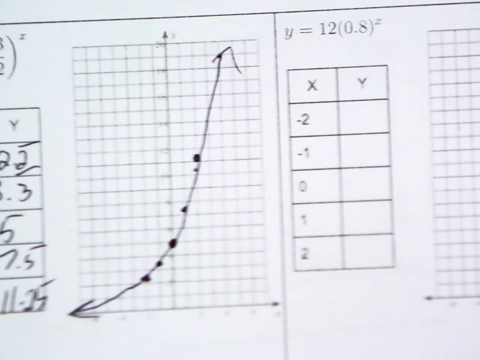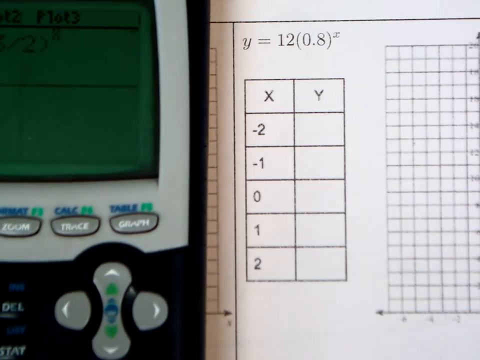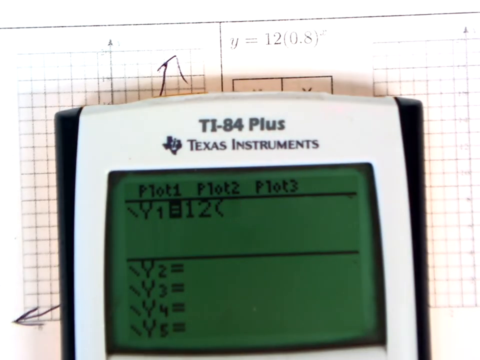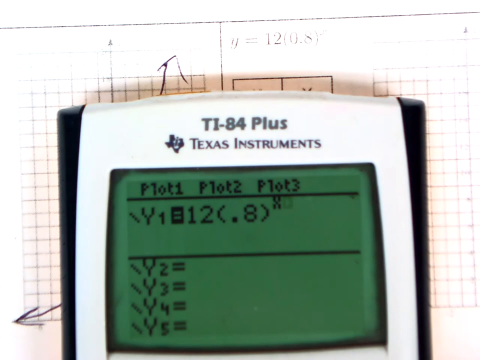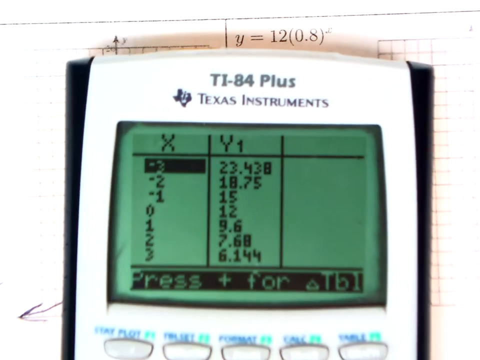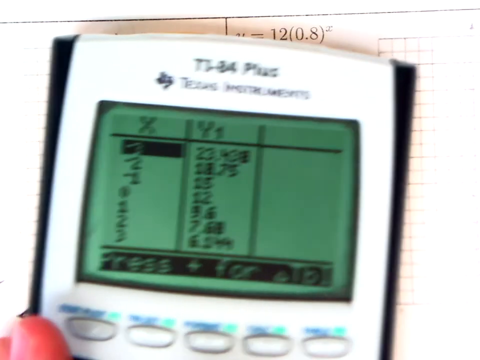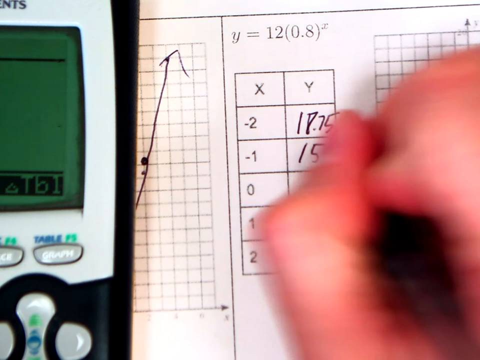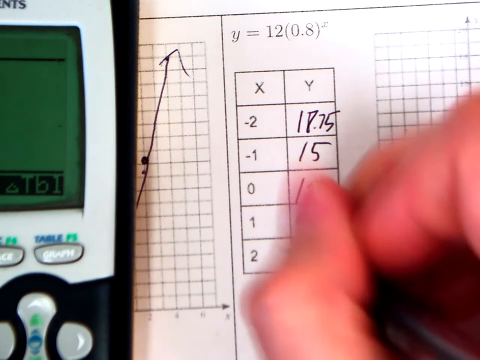Last problem. A decimal works the same way. We'll go to y equals. We'll plug in 12 times 0.8 raised to the power of x. We'll go to the table, and we can write down some of these values. 18.75, 15, 12, 9.6, 7.68.